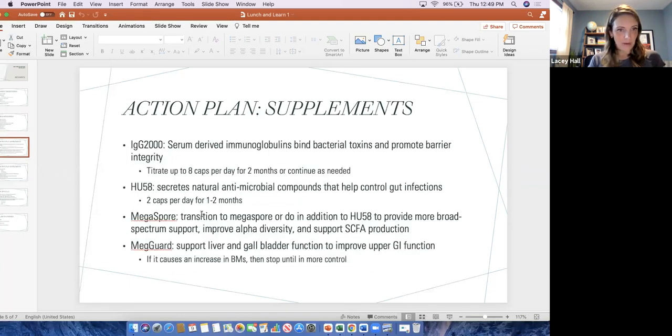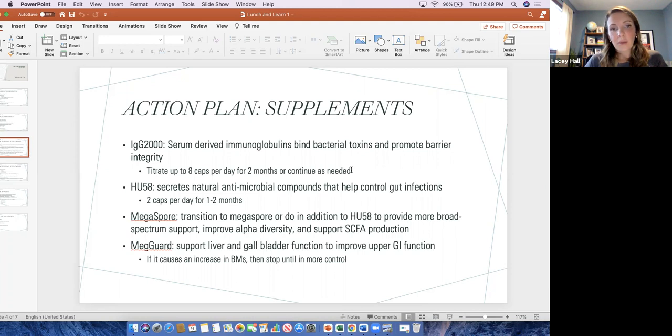All right, so what do we want to do about it? So first, I'm going to focus on some of the products from our company, and then we'll branch out into other products that can be used as support as well. So she's obviously using the bathroom too frequently, 2 to 5 times a day, every day for a very long time is just too much. We want to help to start binding these bacterial toxins.